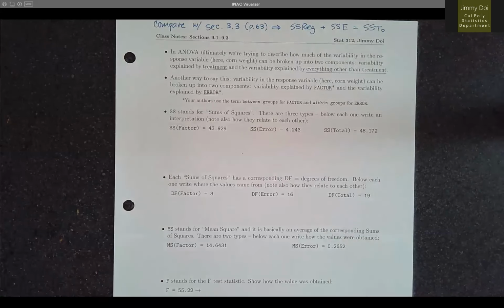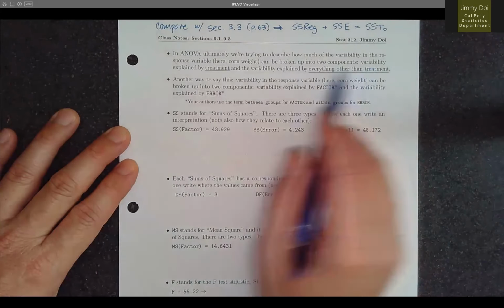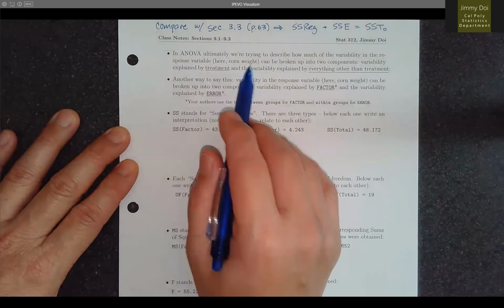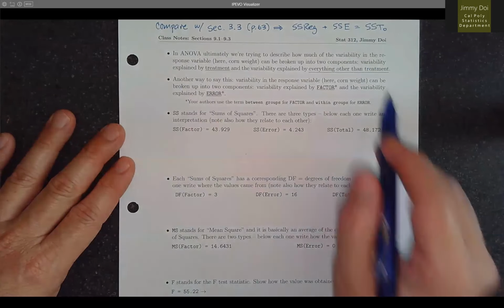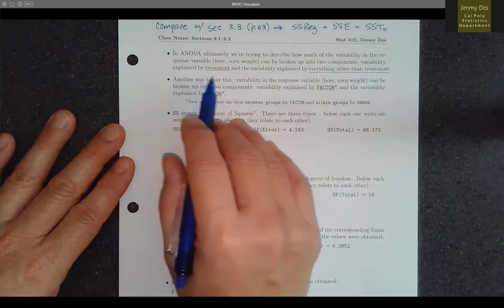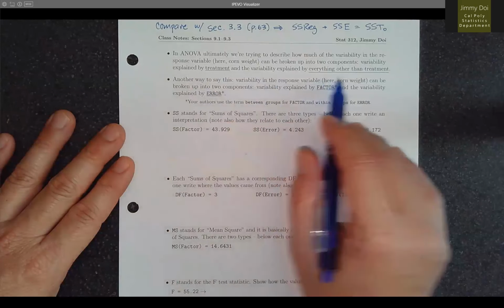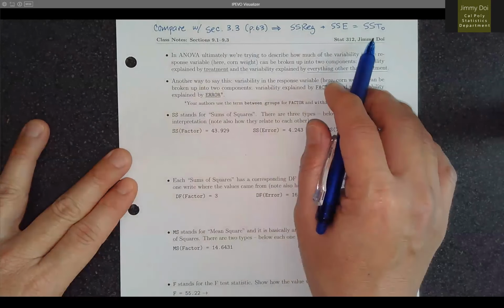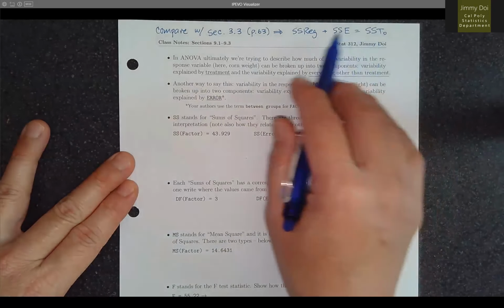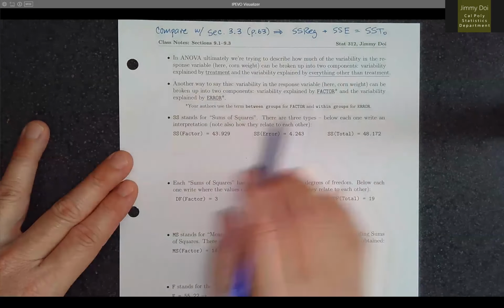In analysis of variance, ultimately, we're trying to describe how much of the variability in the response variable, here it's Cornway, can be broken up into two components: variability explained by the treatment and the variability explained by everything other than the treatment. That sounds a lot like the language that we used up here, right? SSTO is equal to SS reg plus SS resid or SSE. We're going to do the same thing over here.